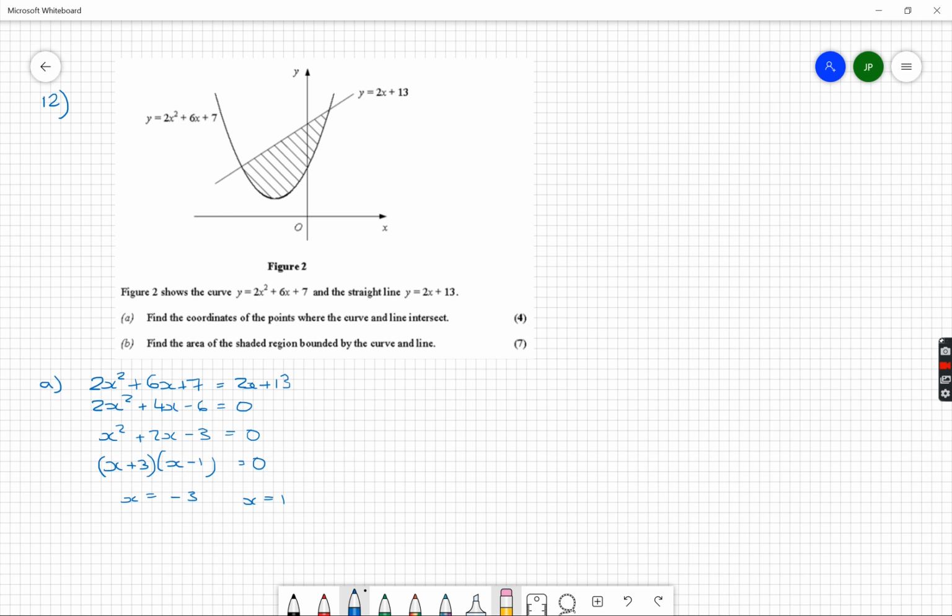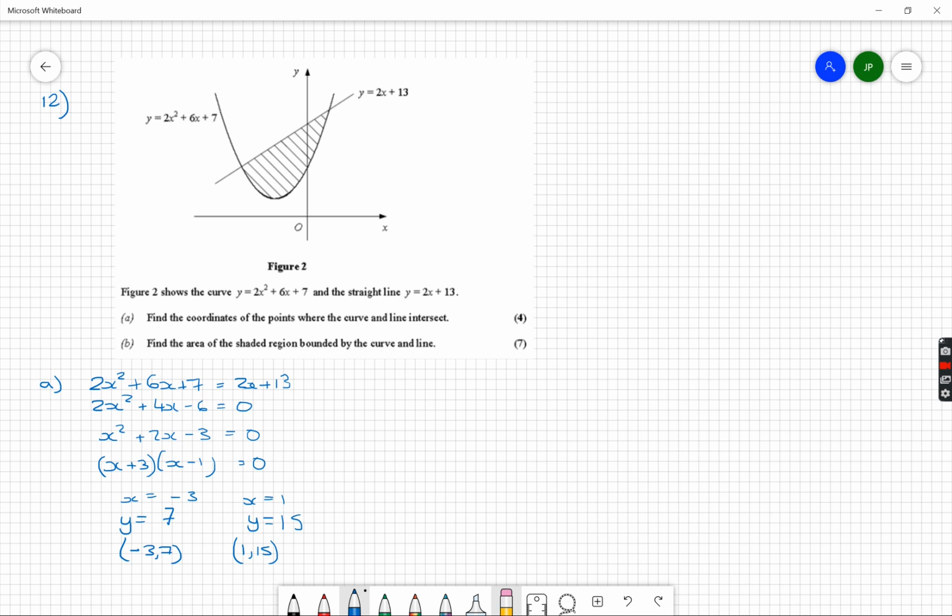I'm going to substitute it into the linear function, going to be far easier. So when x equals minus 3, we'll have 2 times minus 3, which is minus 6. Add on the 13 to give us 7. And for when x equals 1, we're going to have 15. Okay. Right, next little bit, let's just make sure we do get the marks, let's write them as coordinates as well. So we'll have minus 3, 7, and 1, 15.